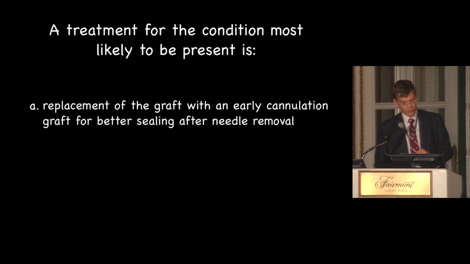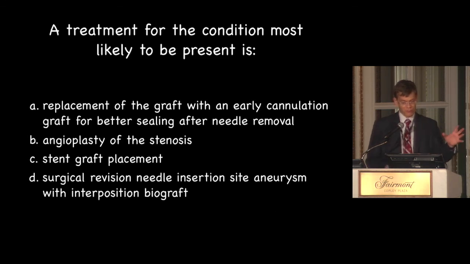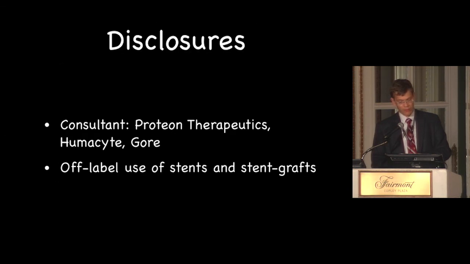Your 4 options were replacement of the graft with a graft for cannulation only, for better sealing after needle removal. That's a newer solution, but in this case you have an outflow stenosis, so you do an angioplasty. There is some literature that says you should place a stent graft because you get a much better result in the length approaching the stenosis. Or you do a surgical revision of the needle insertion site aneurysm. So, good. Thank you very much.